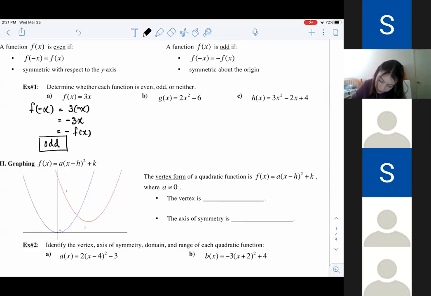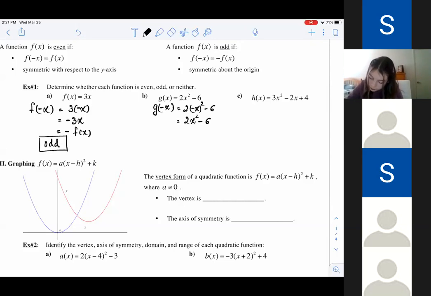Okay. Next question is, g of x is 2x squared minus 6. Again, our first step is replacing. That would be even, right? Let's do it. Just replace the x by negative x. So it's going to be 2 times negative x squared minus 6. So mainly you replace the x by negative x. So negative x quantity squared is the same as x squared. Minus 6. The minus 6 is not changing because there is no x there.